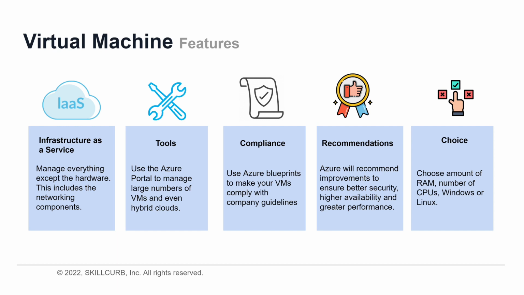Compared to buying your own hardware and running your own servers, with Azure you get additional tooling to manage up to thousands of virtual machines. Use the Azure portal to control your hybrid cloud that could include virtual machines on Azure and on premises. You can ensure virtual machine compliance with your company guidelines by using blueprints. These are templates for how virtual machines should be created. Azure will recommend improvements and changes to ensure high availability, security, performance, and lower costs. Virtual machines can run Windows or Linux in a large range of configurations and setups.